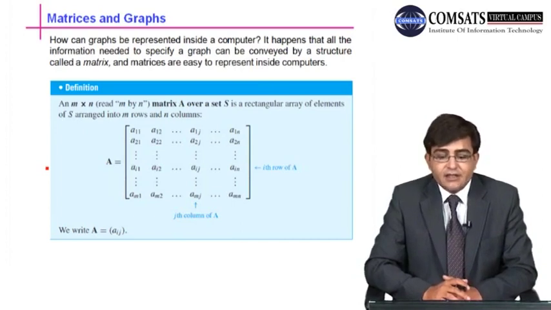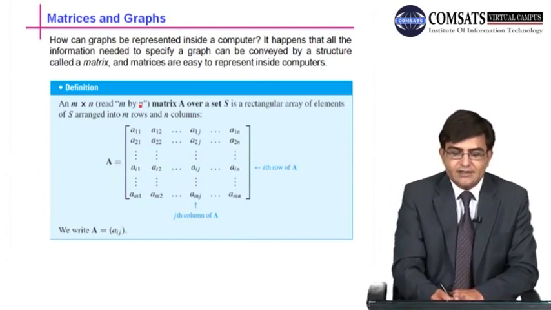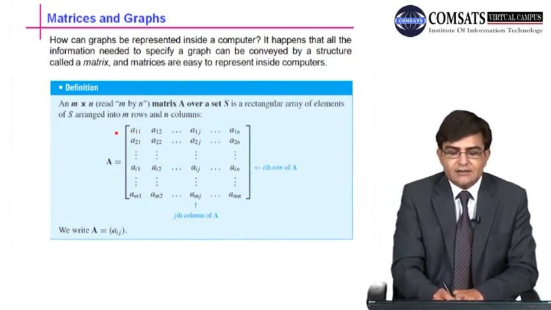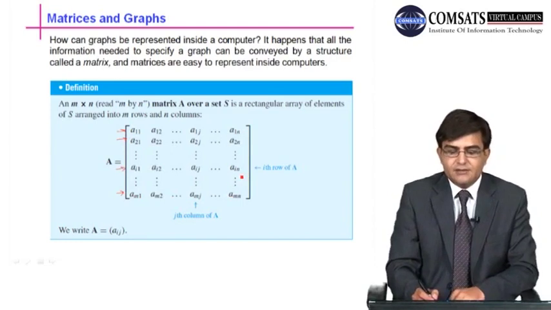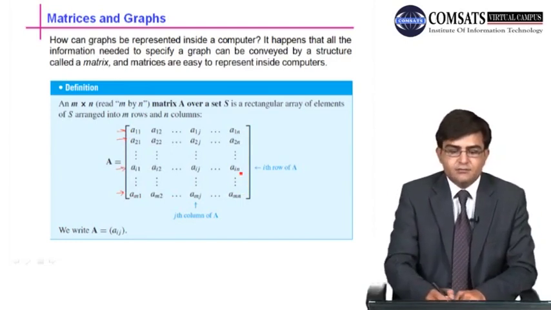You have studied the definition, I repeat it here. M cross n, read as M by n matrix A over a set S, is a rectangular array of elements of S arranged into M rows and n columns, like this. The matrix basically contains elements. These are the rows in a matrix, and this is an M by n matrix, meaning the order of this matrix is M cross n. And here we have the columns. These are called the elements of the matrix.